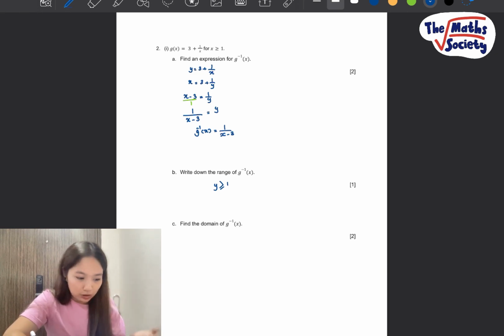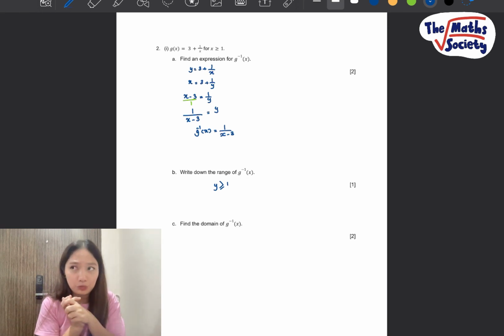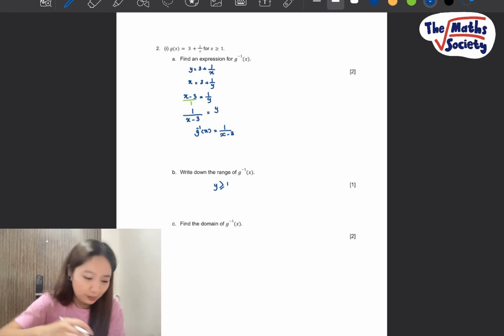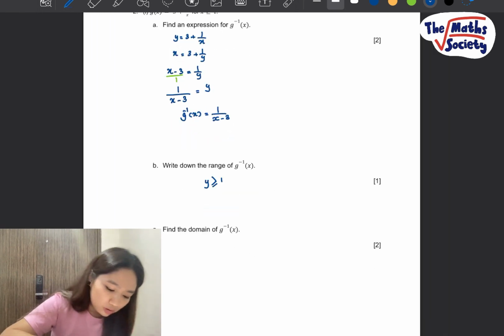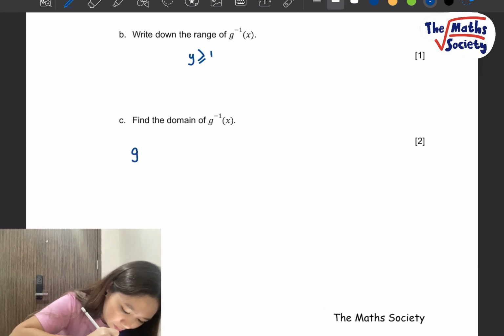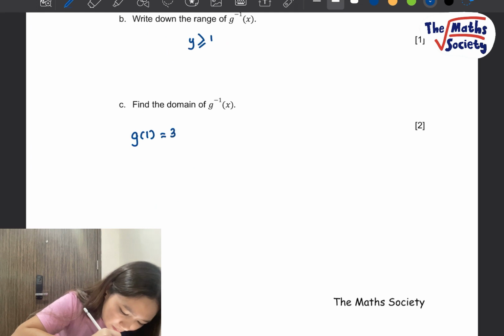But in this question, it does not work like that because whenever you're trying to find range, you always have to look at the graph of the thing that you're trying to find. In here I have 1 by x, so I'm gonna have to think a little bit more. So I'm going to substitute 1 first. So G of 1 will be equal to 3 plus 1, which is equal to 4.